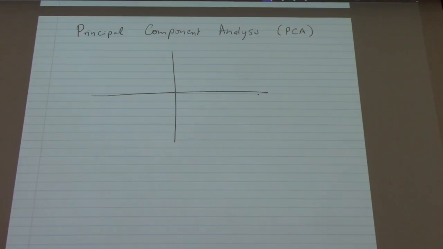Yeah? Pirates versus cell phones. Sorry? Pirates versus cell phones. Pirates? Wait, what do you mean pirates? The number of pirates in the world. Per year? Per year.